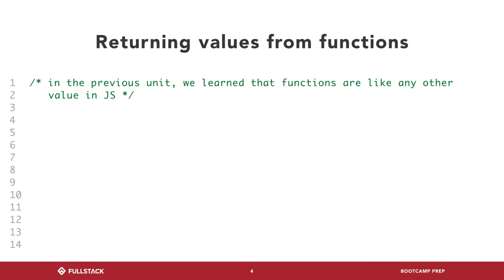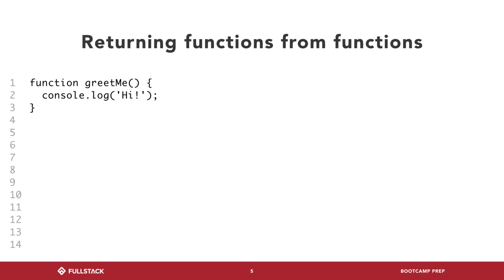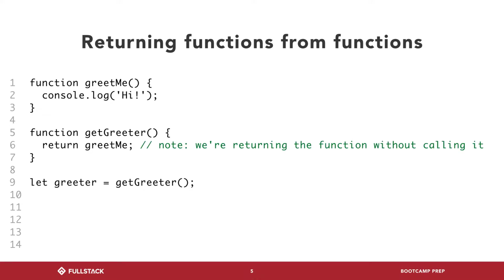Okay, so we can return strings, numbers, booleans from functions, but because functions are just like everything else, we can also return functions from within other functions. So here on lines 1 through 3, we have a function called greetMe, and on lines 5 through 7, we have a function called getGreeter. Notice how on line 6, we're returning greetMe, but we're not returning it as if we're calling it and returning the return value. We are returning the function greetMe as a variable, right?